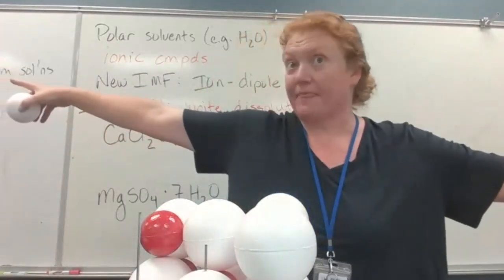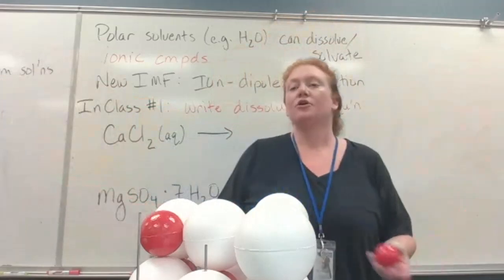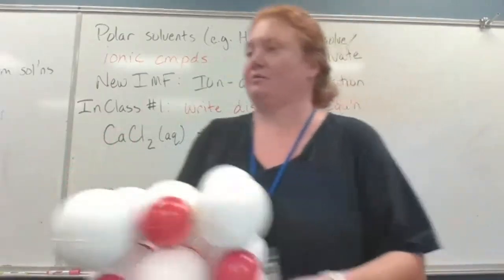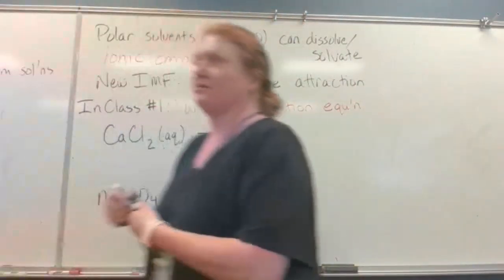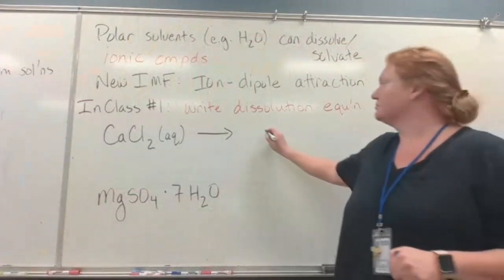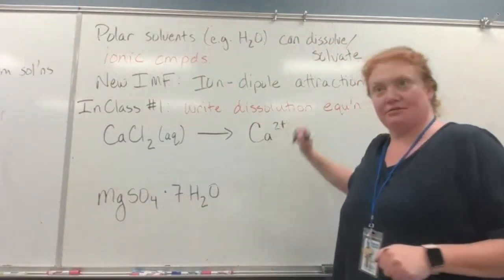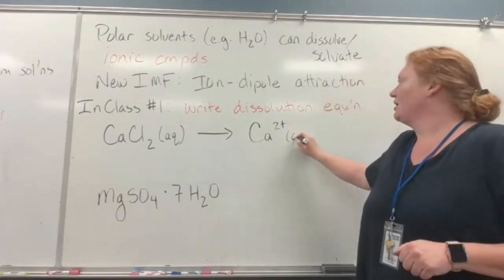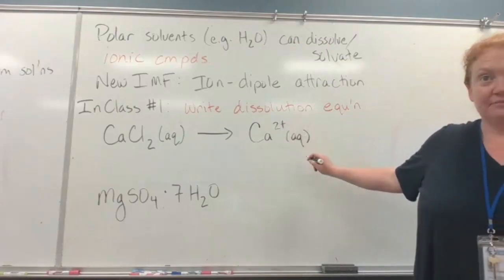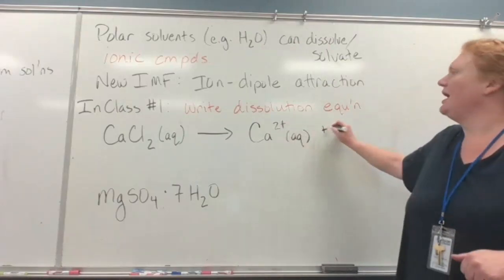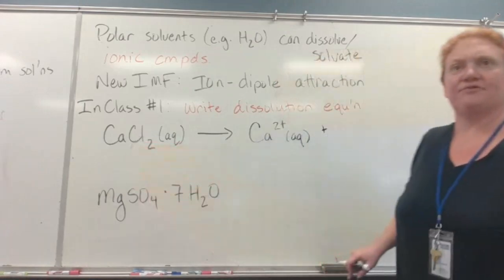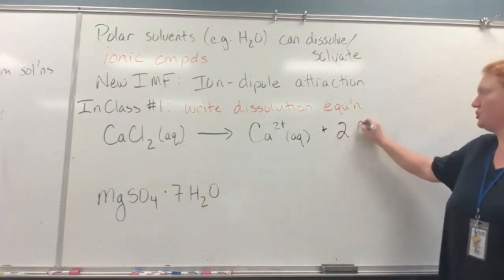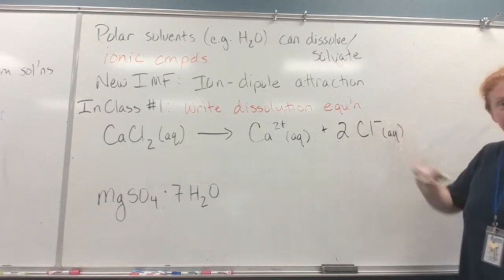It separates them, right? It literally pulls them apart. You show that in a dissolution equation. You are just simply showing the ionic compound split into its two ions. Now you got to remember your ion charges. This ion is in water, right? It's aqueous. How many chloride ions are there in this formula, in this unit cell? Two chloride ions.